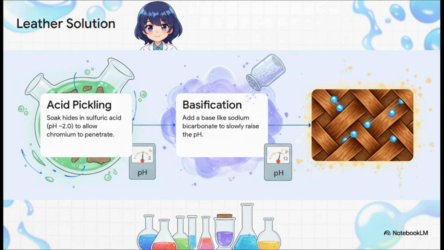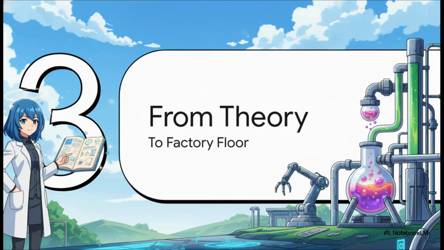First, they pickle the hide in a strong acid, dropping the pH all the way down to about 2.0. This makes the fibers open up and allows the tanning agent, chromium, to soak deep inside. Then, they add a base to slowly, carefully raise the pH back up. And that shift in pH is the trigger that makes the chromium lock onto the collagen, permanently creating strong, durable leather.